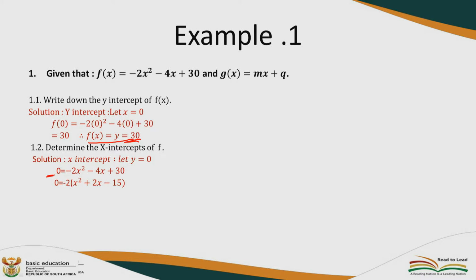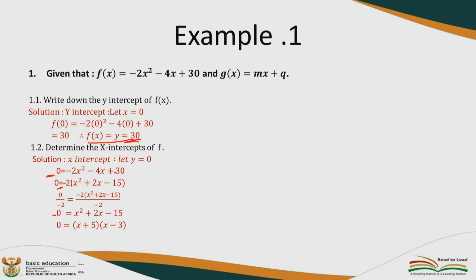So how do you simplify the quadratic equation? You can just take out the common factor of negative 2, dividing throughout by negative 2. Negative 2 into negative 2x² is x². Negative 2 into negative 4x is positive 2x. Negative 2 into positive 30 is negative 15, okay? Now from here, you can remove this negative 2 by dividing both sides by negative 2. On my left-hand side, I'm going to get 0.